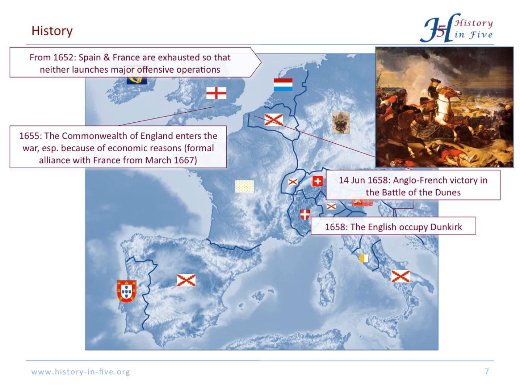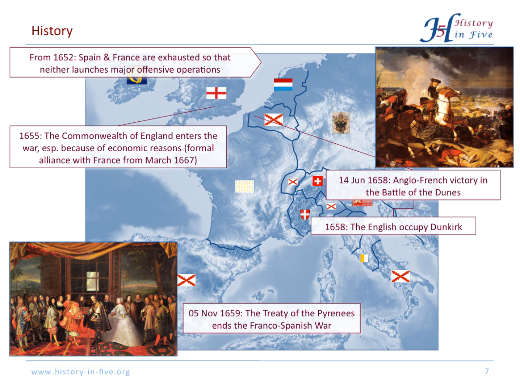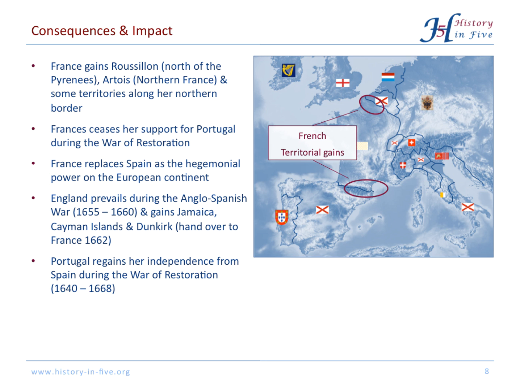But as mentioned earlier, both sides were exhausted, so there was the Treaty of the Pyrenees, and that ended the Franco-Spanish War. That was actually favorable for France, because France could win territory north of the Pyrenees and south at her border to the Spanish Netherlands. In return, France had to stop her support for Portugal during the War of Restoration. That meant that France now replaced Spain as the hegemonial power on the European continent.